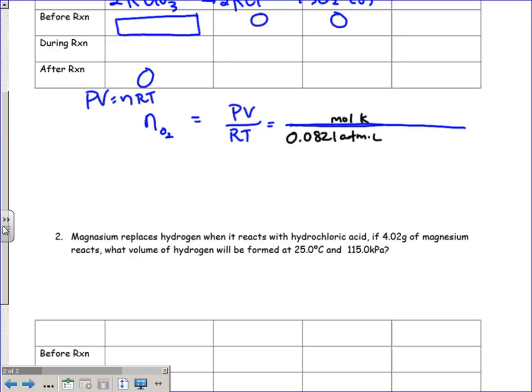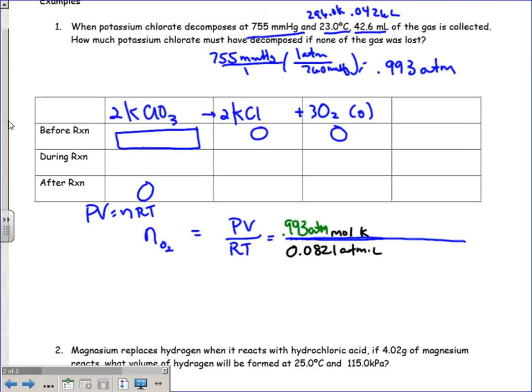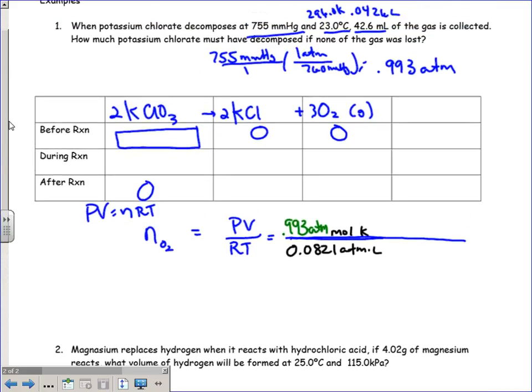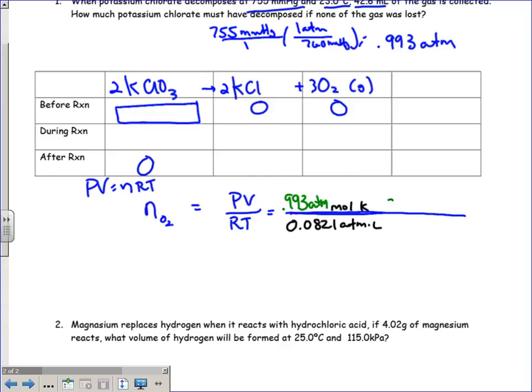Okay, now we can plug our values into our equation. The pressure was 0.993 atmospheres. The volume was 0.0426 liters. And then R is on the bottom. The temperature was 296 Kelvin. Chuck that on the calculator.